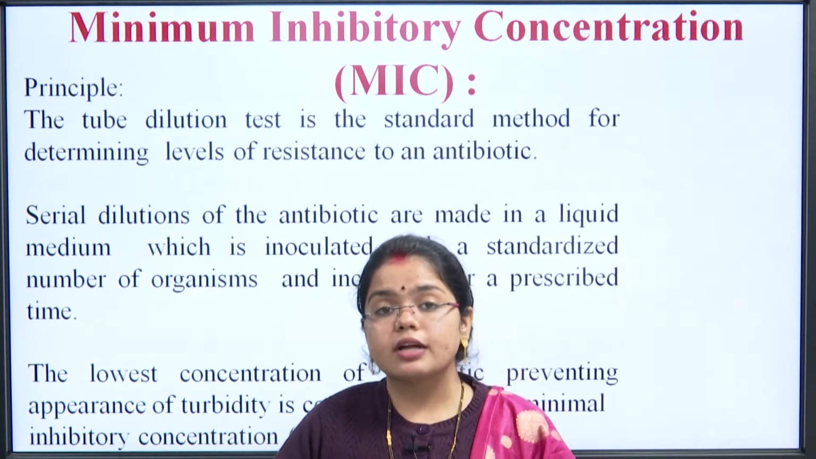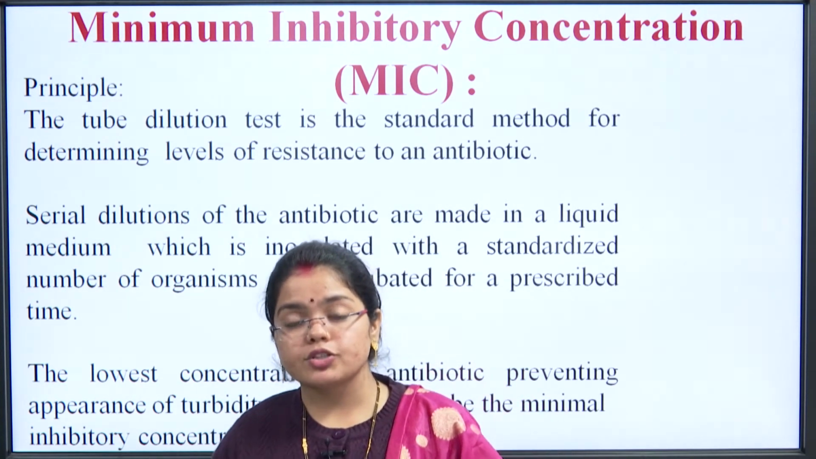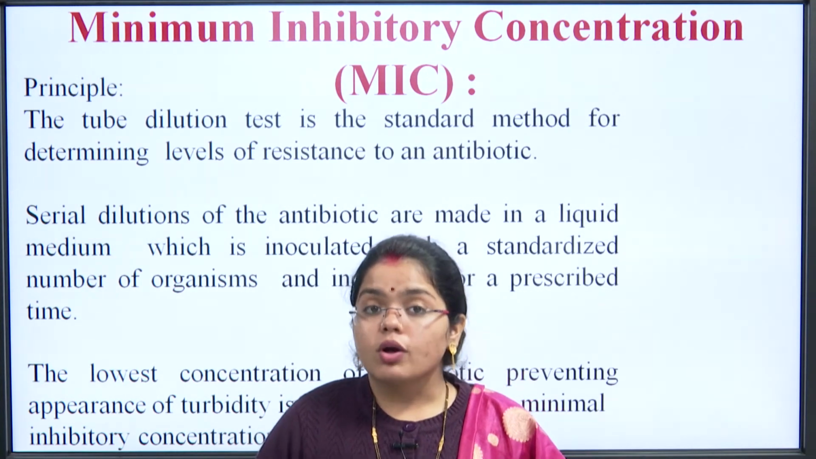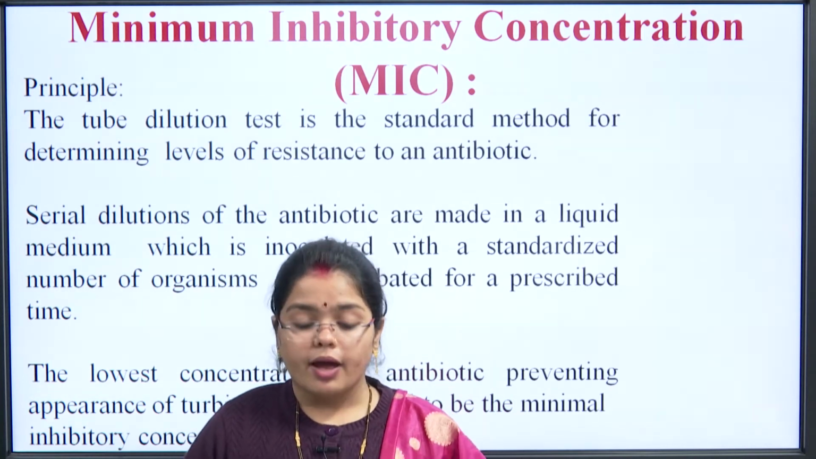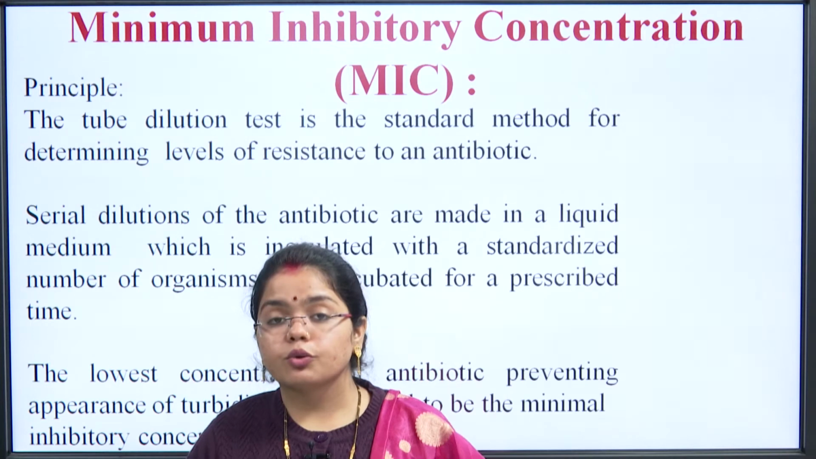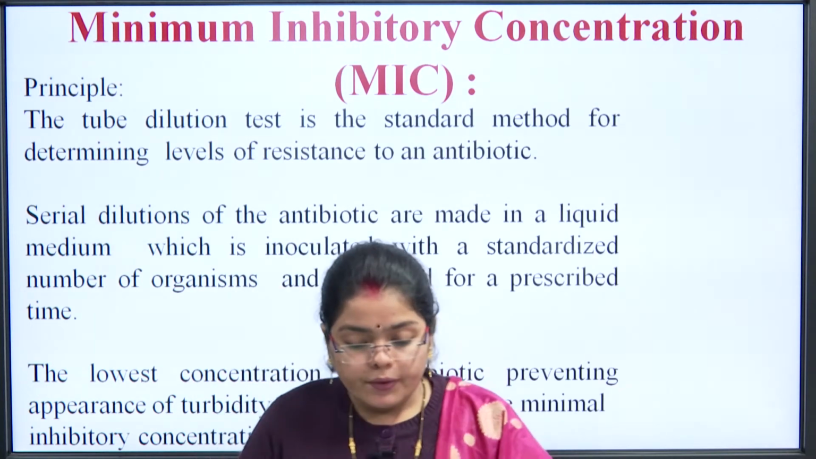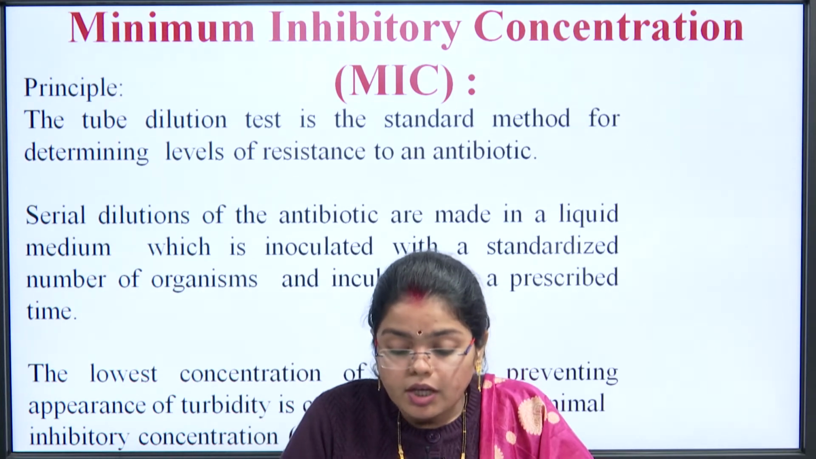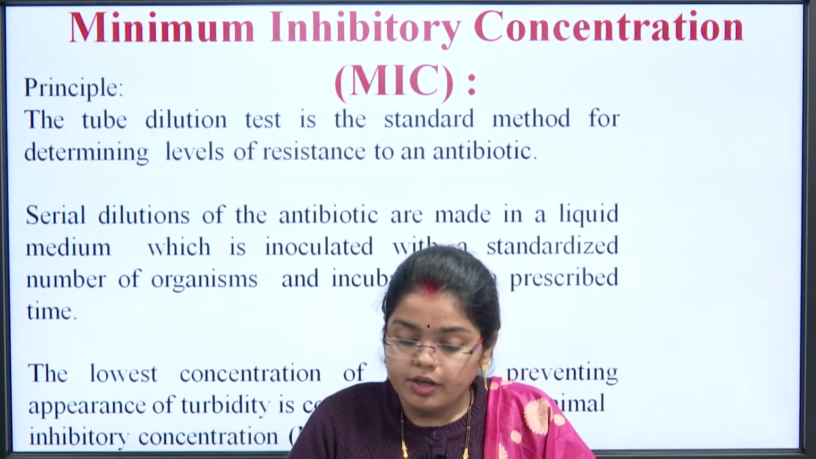What we do is, now we start doubling the concentration of the antimicrobial agent. We know the number of microorganisms in the tube, we know the concentration that is being added to the tube, and then we slowly start diluting the tube till the growth is completely absent. The lowest concentration of the antibiotic preventing the appearance of turbidity is considered to be the minimal inhibitory concentration.